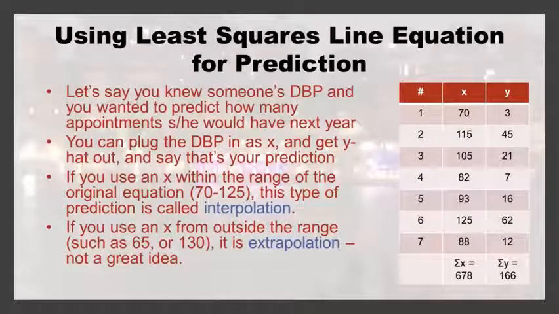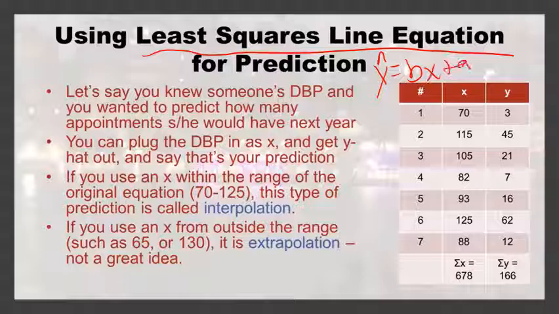Okay, so remember that I said we were going to finally be able to use an equation to predict things in the future. Well, this is that part, okay? So what we can do is use the least squares line equation. You remember that equation? y hat equals bx plus a. The equation that we get, we can use this equation to predict. Okay, so it's pretty cool.